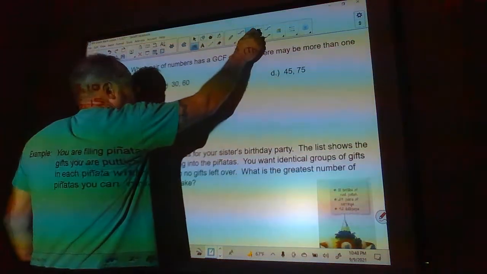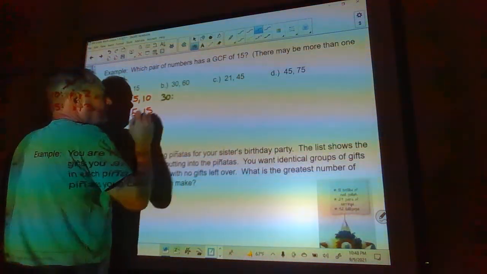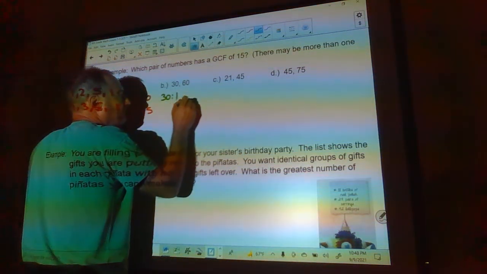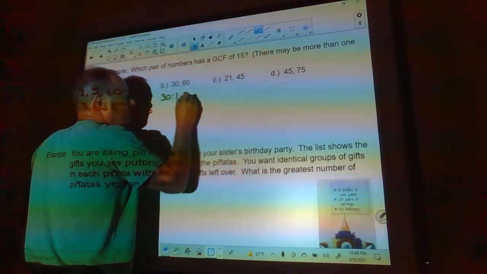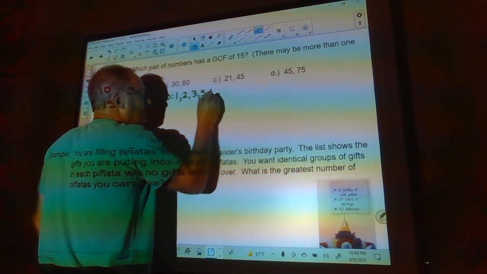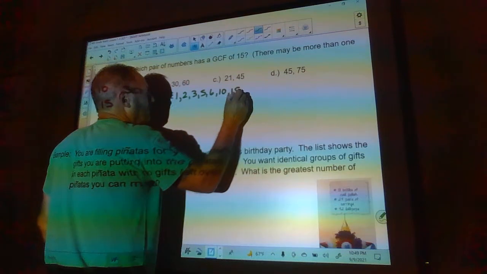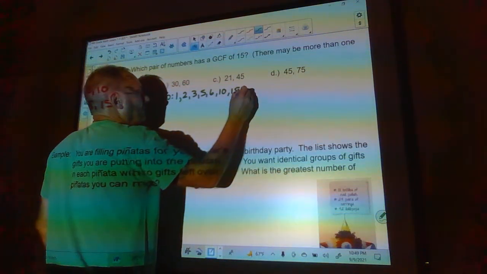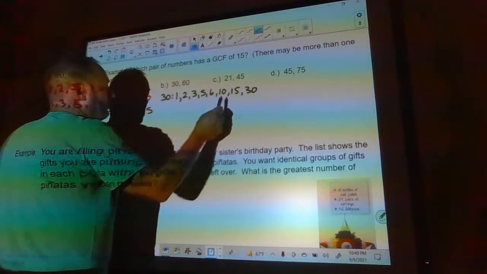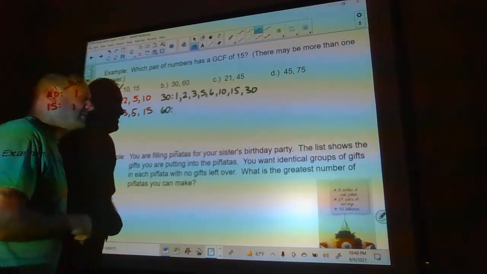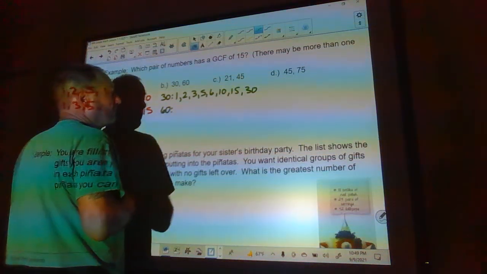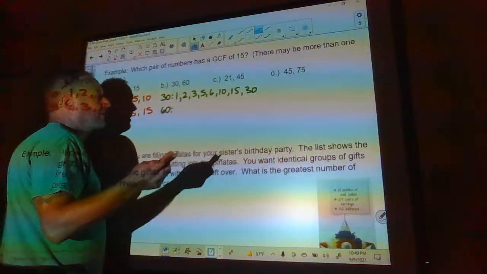Okay, let's look at 30. So 30, oh, now wait a minute. 30 I can write as 1 times 30, or 2 times 15, or 3 times 10, or 5 times 6. Okay, so 15 is definitely one here. So 60, does 60 go into 15? Or does 15 go into 60? Well, yeah, it does, actually. It's 4 times 15. So I can be done right there. I can say it's 15.